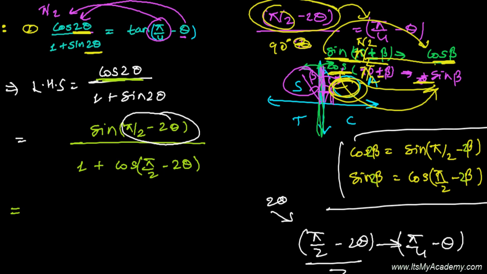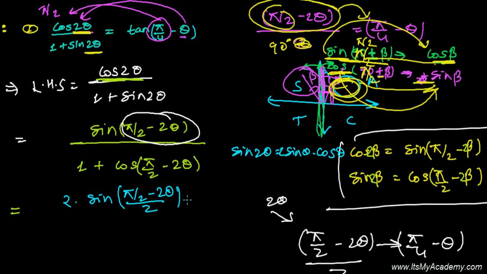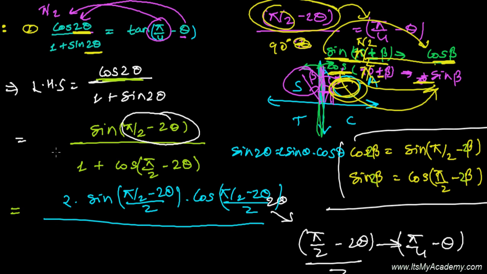The half angle formula for the sine is, let me write here, sine 2 theta is twice sine theta times cosine theta. So it will be 2 times sine of (pi by 2 minus 2 theta) divided by 2, and cosine of (pi by 2 minus 2 theta) divided by 2. And the same operation we're going to do in the denominator also. We have 1 here plus cosine of pi by 2 minus 2 theta.